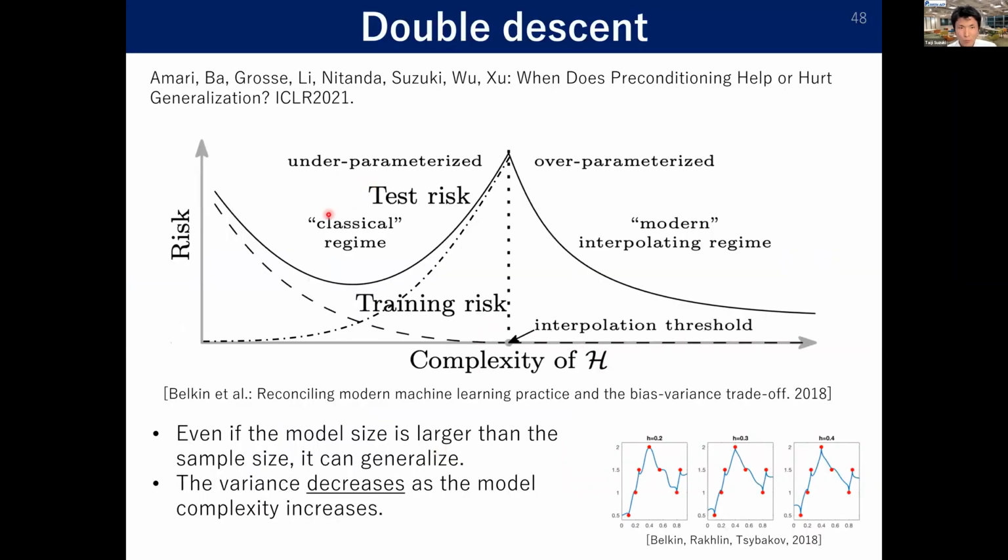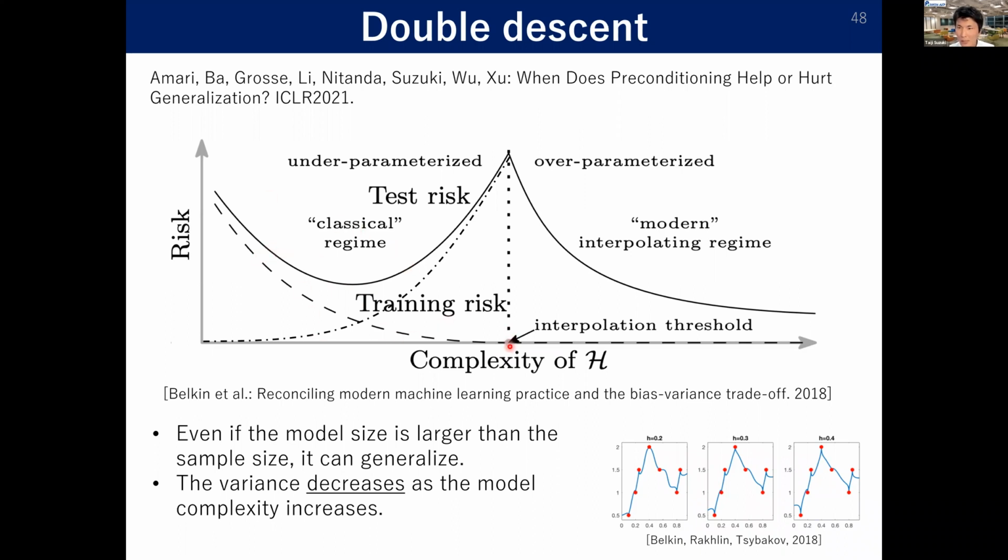So in standard machine learning books, we see the bias-variance trade-off. If you increase the complexity of the model, the bias will decrease and the variance will increase. The sum of the bias and the variance is the predictive risk. So you need to balance the bias and the variance to obtain the minimum predictive risk. That is common sense.